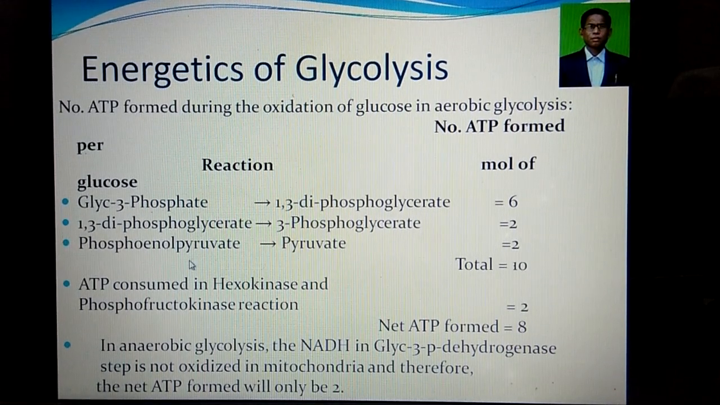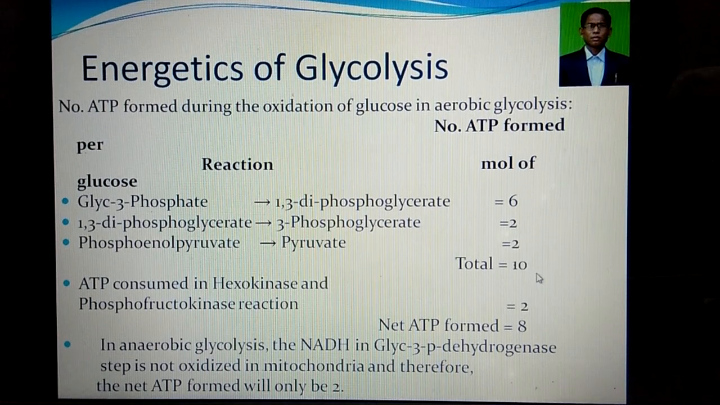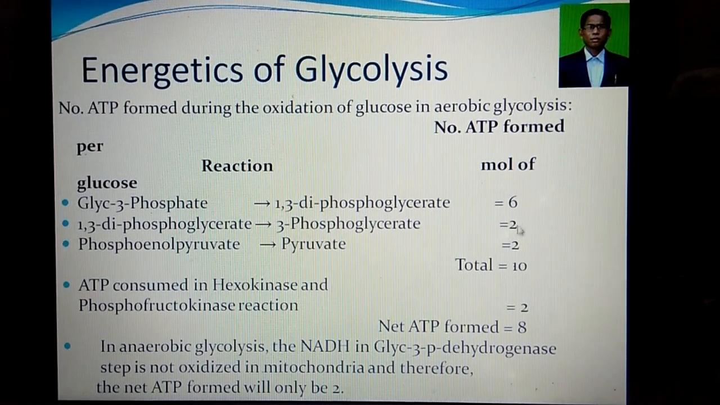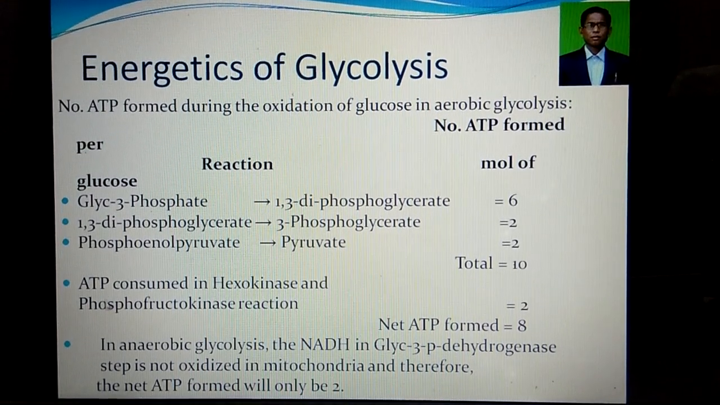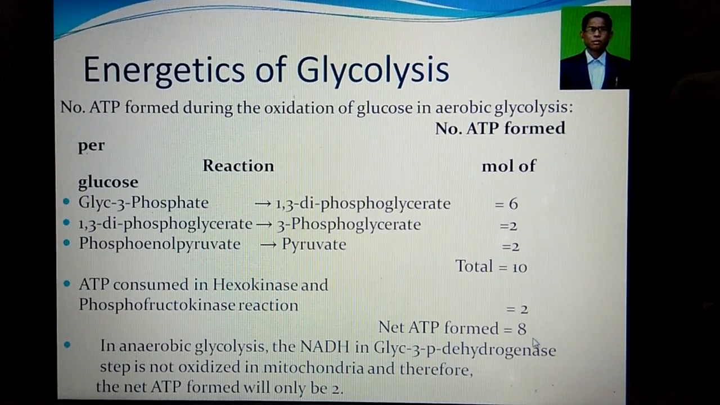In the conversion of phosphoenolpyruvate to pyruvate, 2 ATP molecules are produced. So the total number of ATP produced is 10. And in the hexokinase and phosphofructokinase reactions, 2 ATP are consumed. So the net ATP formed is 8 in the case of aerobic glycolysis.